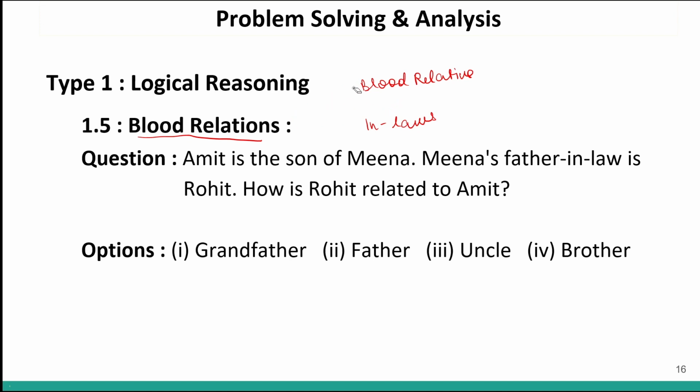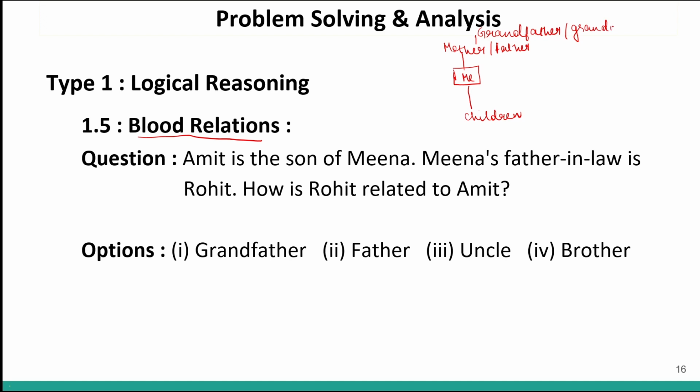Now, if I draw a simple chart, this is the basic chart. We can expand on it to understand the concept of blood relations. Now, let us say I am the center point in this chart. This is me. Correct? Then the generation below me will be called my children. The generation above me will have my mother and my father. The generation above this will have my grandfather or my grandmother. Correct? This is how it works.